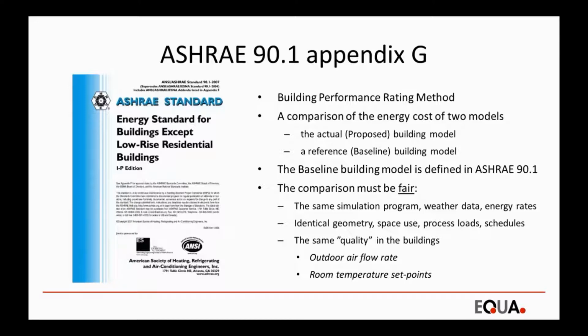The baseline building model is defined in ASHRAE 90.1 Appendix G. And there are a lot of things to keep in mind, a lot of details there, but I think you can come pretty far if you think of it as the comparison between these two models has to be fair. You have to use the same simulation program, the same weather data and the same energy rates. Also, you have to have identical geometry of these two models, the same space usage, process loads and schedules. Also, the quality in some sense in both buildings has to be the same, so the air quality and the thermal comfort must be comparable in those two models.